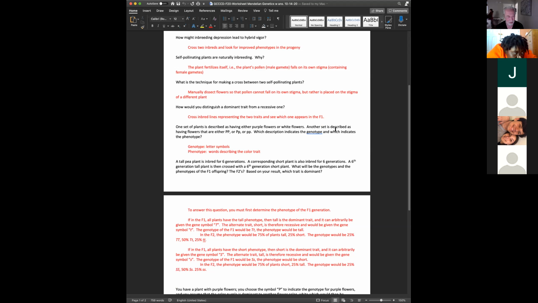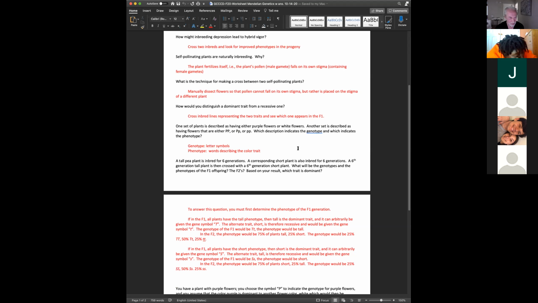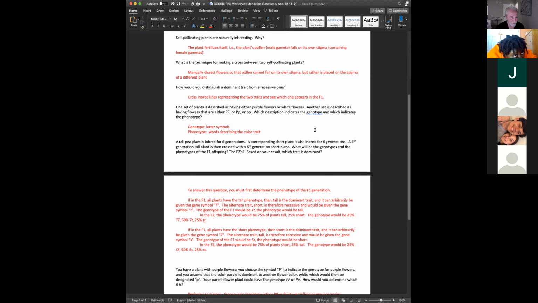Now this next one is sort of involved. It has a long answer. A tall pea plant is inbred for 6 generations. A short pea plant is also inbred for 6 generations. And then a 6th generation tall plant is crossed with a 6th generation short plant. What will be the genotypes and phenotypes of the F1 and the F2s? Based on your result, which trait is dominant?